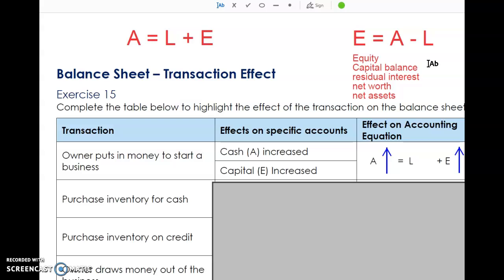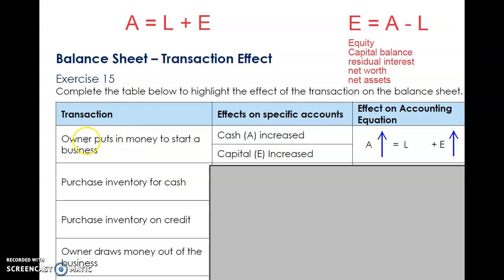What is on the left-hand side of the equation is balanced with what's on the right-hand side of the equation. And so we cannot change one side of the equation without also changing something else, either something on the other side of the equation or something in the opposite direction on the same side of the equation. Let's have a look at what we mean by this. So here we have an example. The transaction here says the owner puts money to start the business. So he's putting money into his business.